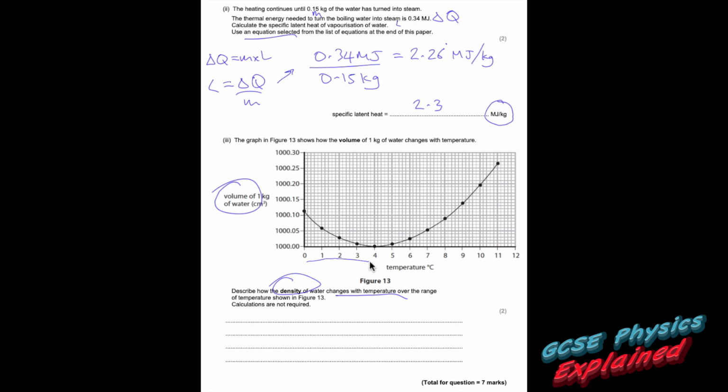Talk about what's happening between here and here. Talk about what's happening here. And also talk about what's happening between here and here. Because there's definitely 3 significant parts of the graph.